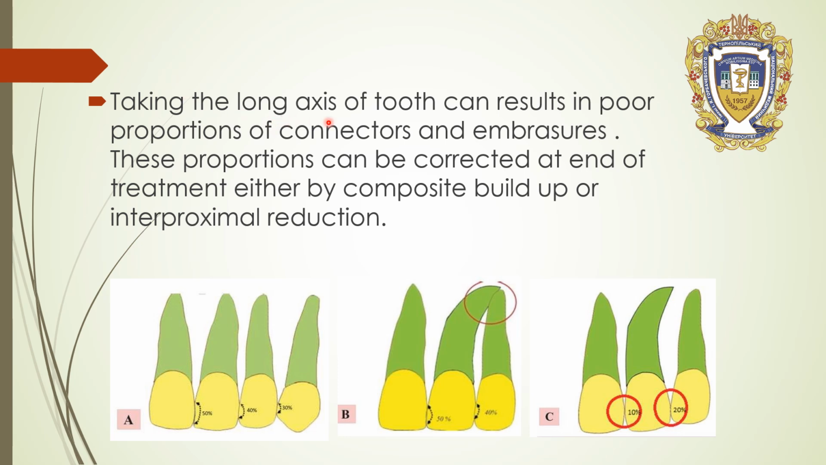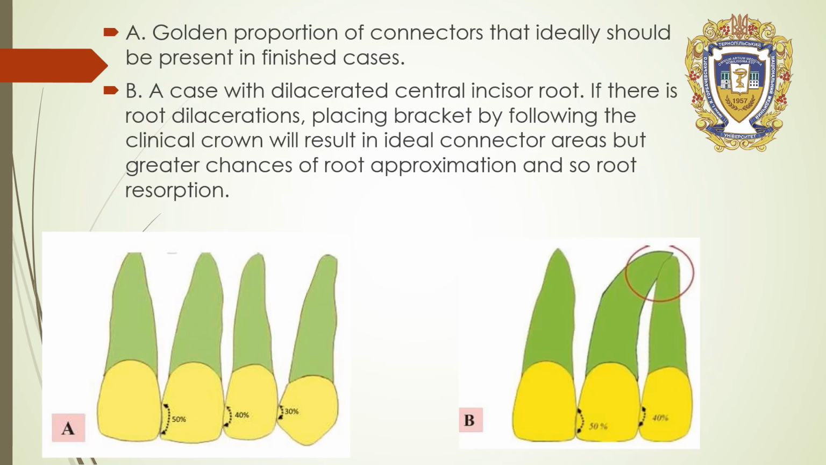Taking the long axis of tooth can result in poor proportions of connectors and embrasures. These proportions can be corrected at end of treatment either by composite buildup or interproximal reduction. Please pay attention. Scheme A: golden proportion of connectors that ideally should be present in finished cases.